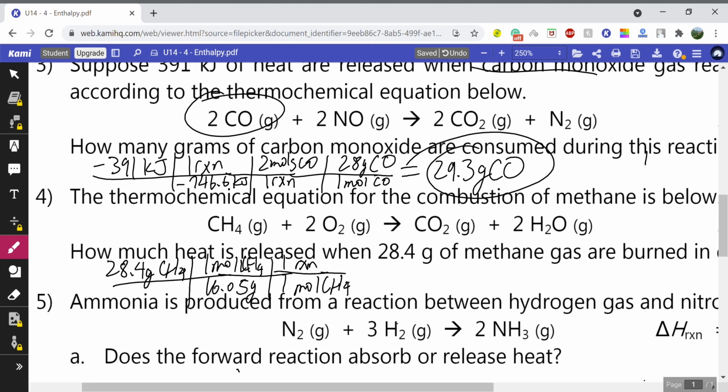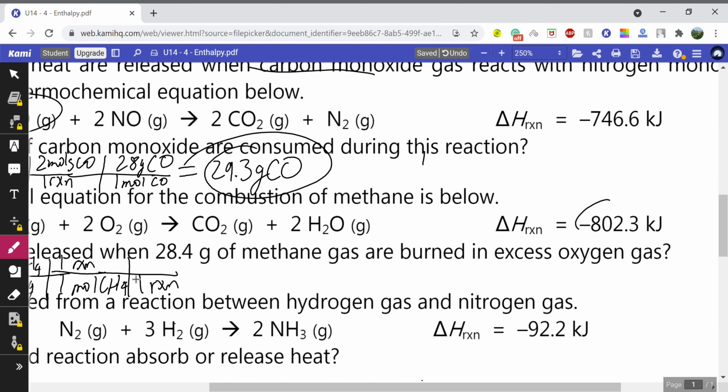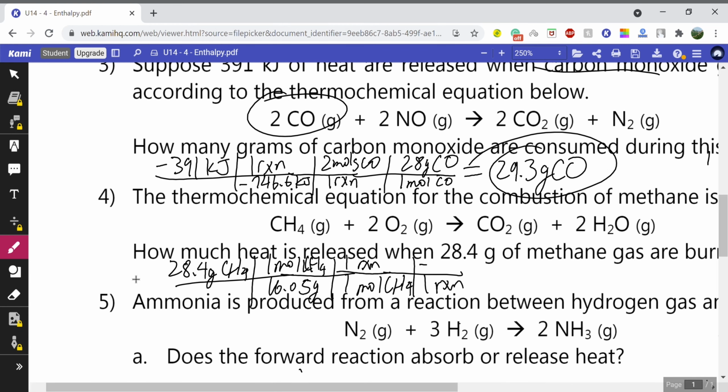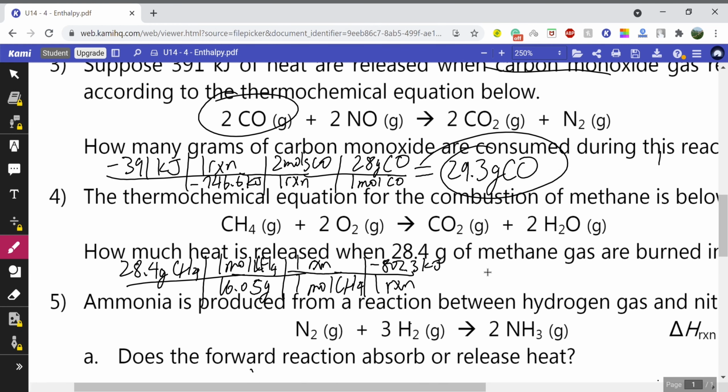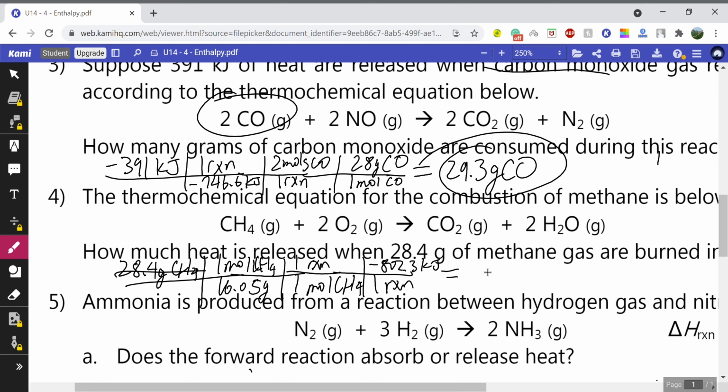Now that we have reactions, let's keep going. In every one reaction, there is negative 802.3 kilojoules. And that is it. We're ending up with kilojoules because we want how much heat in kilojoules. So 28.4 times 1 times 1 times negative 802.3 divided by 16.05.